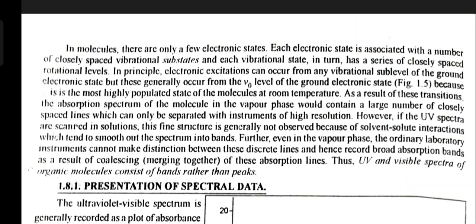Further, even in the vapor phase, the ordinary laboratory measurement cannot distinguish between these discrete lines and hence records a broad absorption band as a result of coalescing of absorption lines. Thus, UV and visible spectra of organic molecules consist of bands rather than peaks.